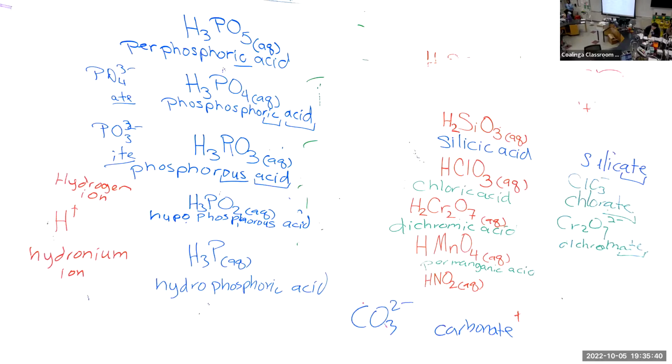Permanganate is a root. And how do we know that it's not manganese? How many oxygens do we have? How many hydrogens do we have? Okay. Hydrogens. We have one. If it was manganese acid, how many hydrogens do we have?